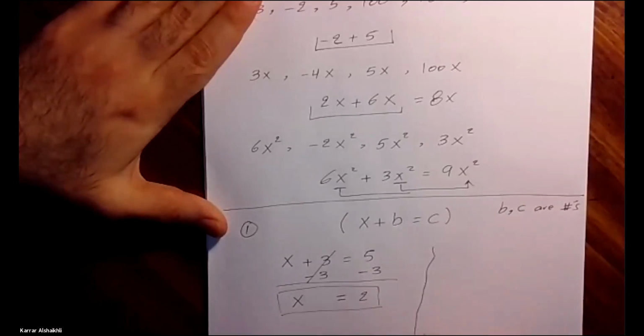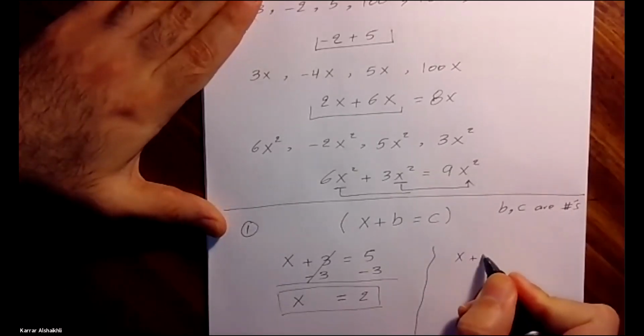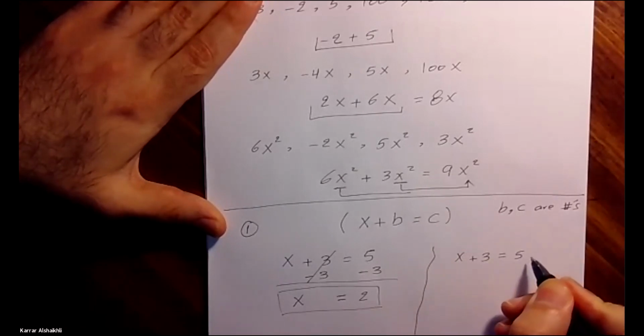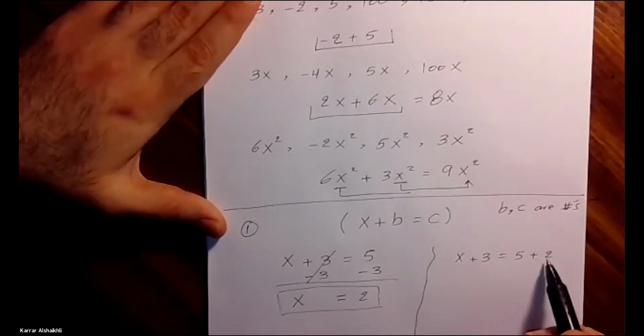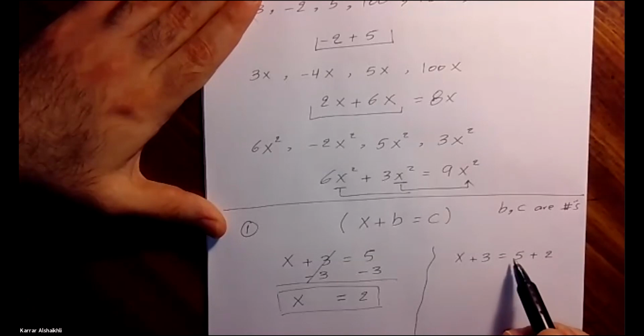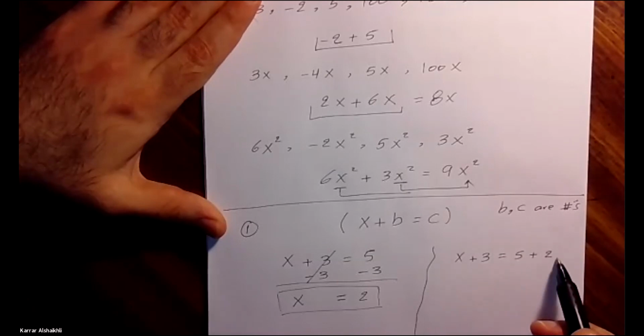For example, I know what you're talking about. If you have x plus 3 equal 5 plus 2, like this, you're going to add these two numbers because they are on the same side and they are like terms. Number by itself, number by itself.